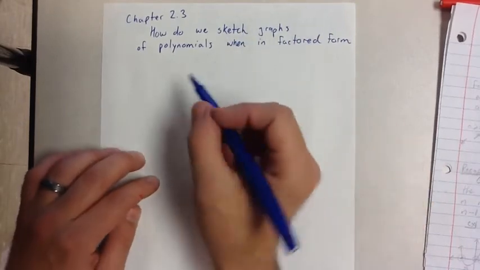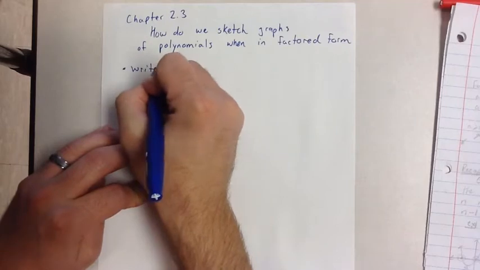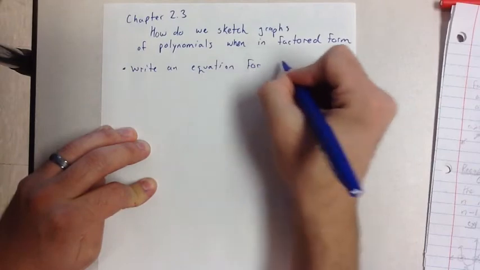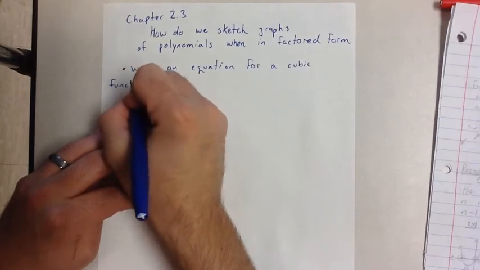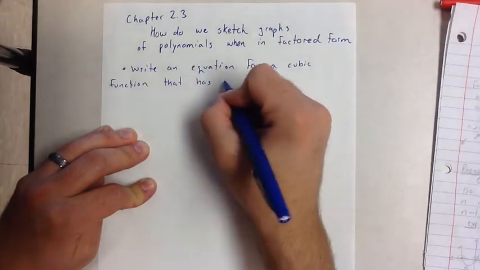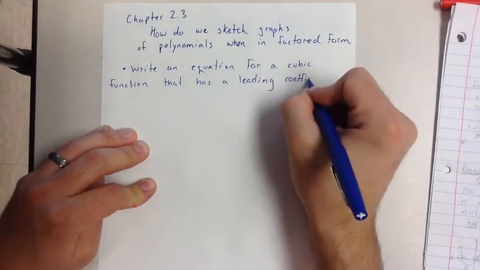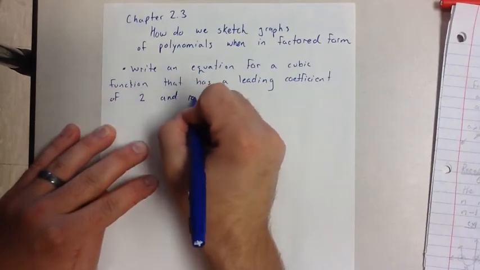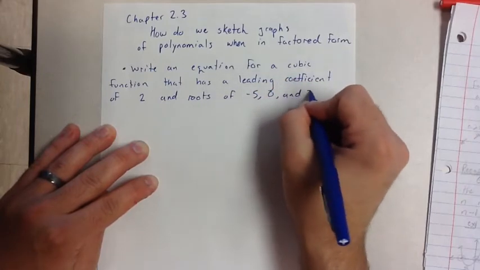So to begin here, I would like for us to look at this situation. So let's write an equation for a cubic function that has a leading coefficient of 2 and roots of -5, 0, and 2.